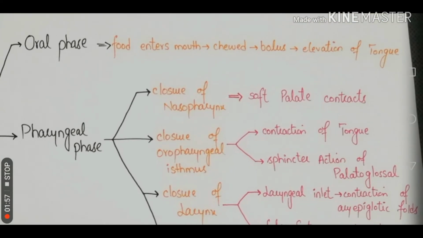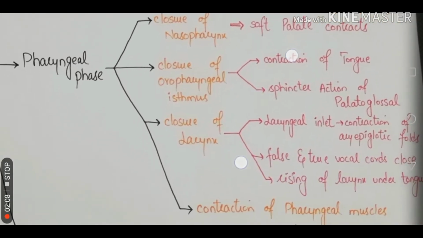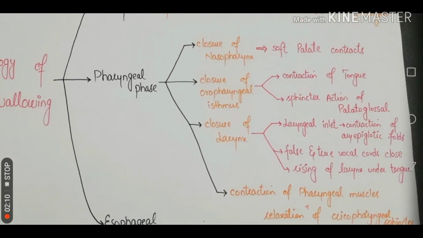The oral phase of swallowing is when the food enters into the mouth, it is chewed, it is made into a bolus, and by the elevation of the tongue, it enters into the pharynx. The pharyngeal phase is when the food has entered into the pharynx by the elevation of the tongue. It is further classified into 4 or rather 5 steps.